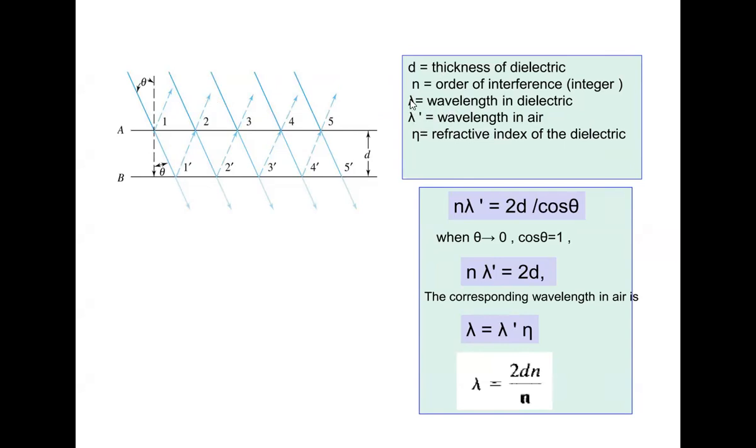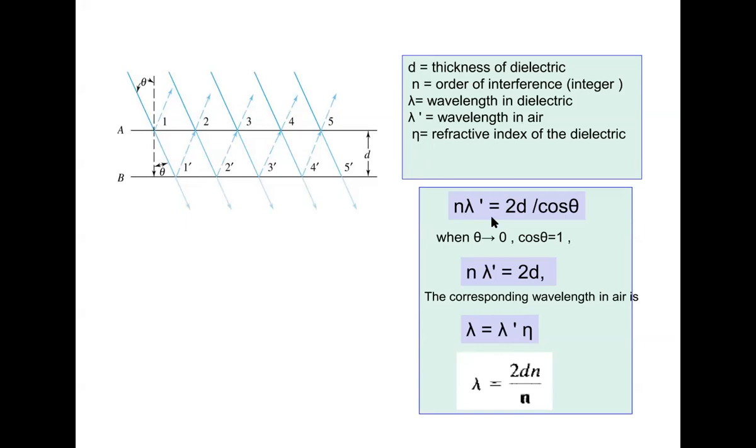So there's lambda, the wavelength in the dielectric, and lambda prime, the wavelength in air. And then there is n, the refractive index of the dielectric. Now, having said this, without going through all the math, we have n lambda prime.